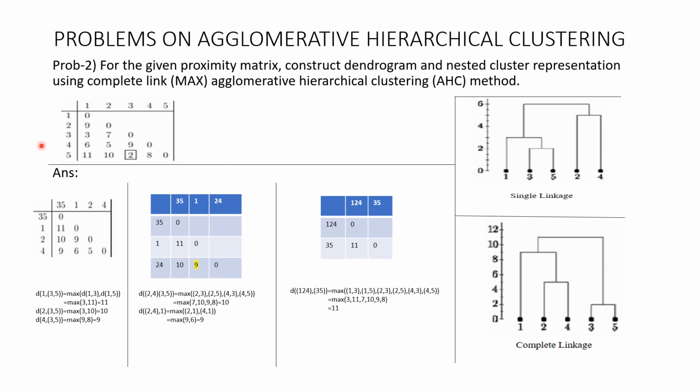Now, in the exam, for the same table, they might ask you to do min, max and group average. Group average I'll do next. They will give the proximity matrix in the exam and ask you to do the clustering using the min method, max method and group average method. Because of lack of time, this diagram is showing the single linkage, meaning min method, for this matrix.